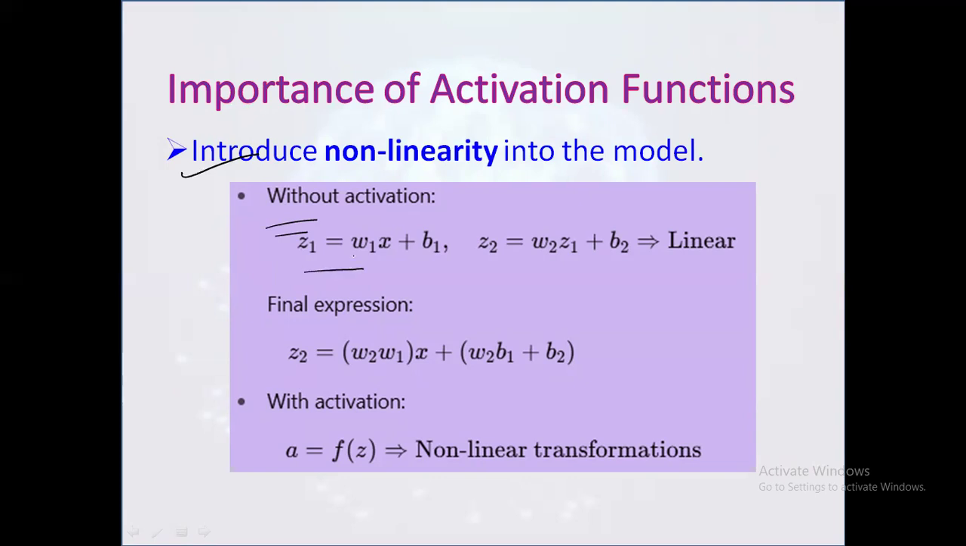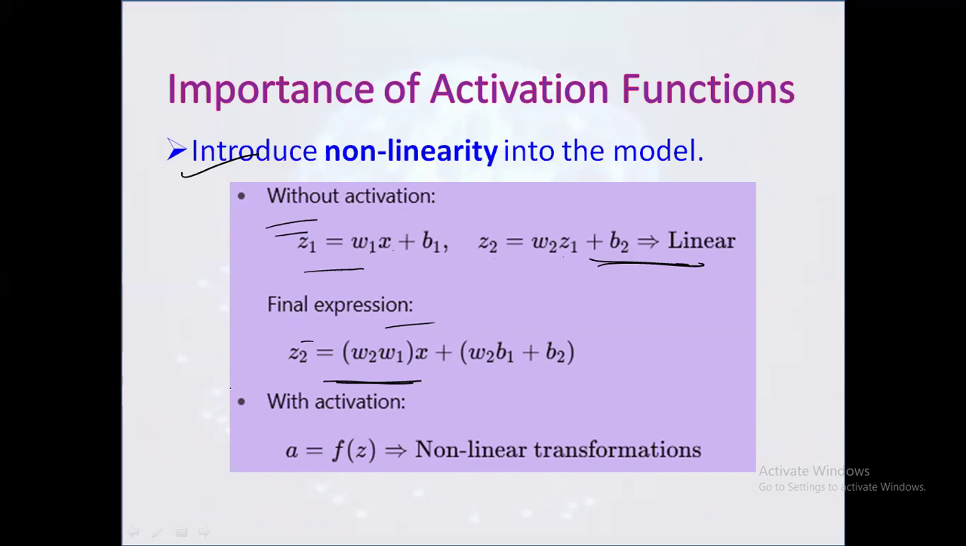Without activation, we can write Z1 = W1x + B1, Z2 = W2 Z1 + B2. This is a linear function. And the final expression we can write as Z2 = W2 W1 x + W2 B1 + B2. If you stack two layers without applying an activation function, the result is still a linear transformation. This is because the composition of two linear functions is another linear function.